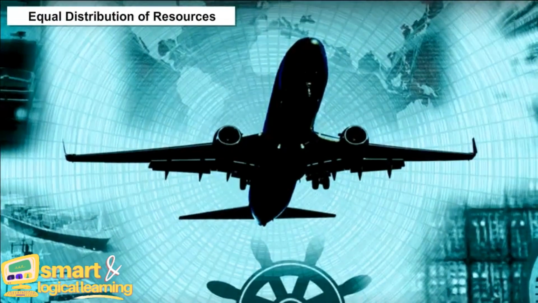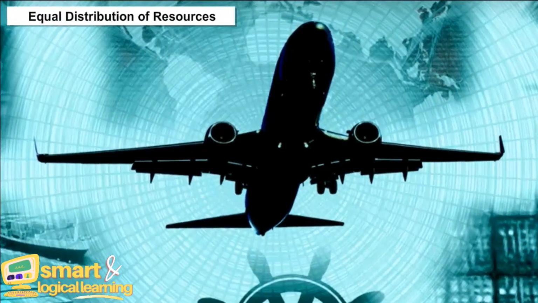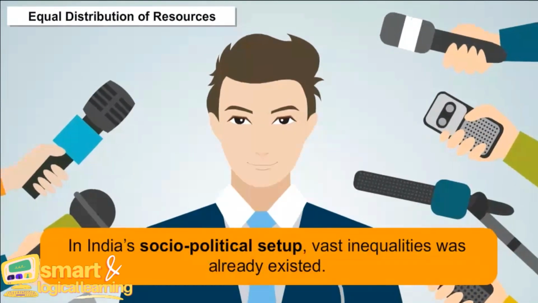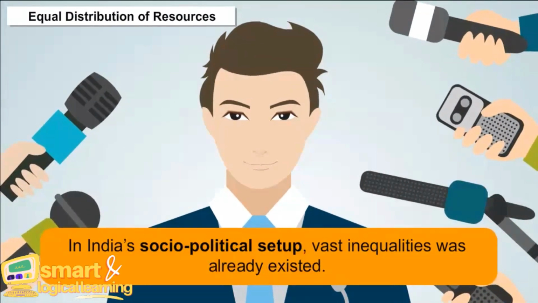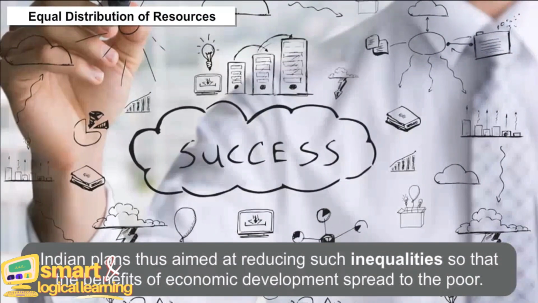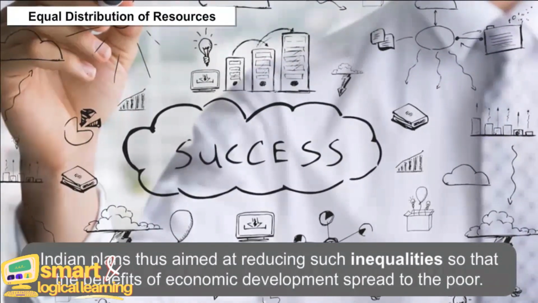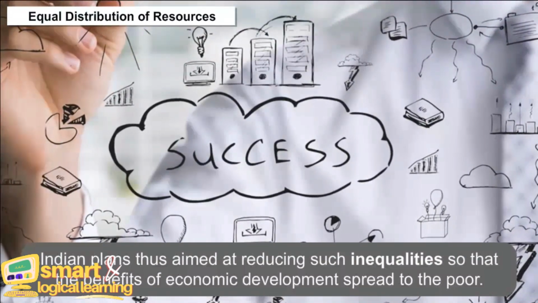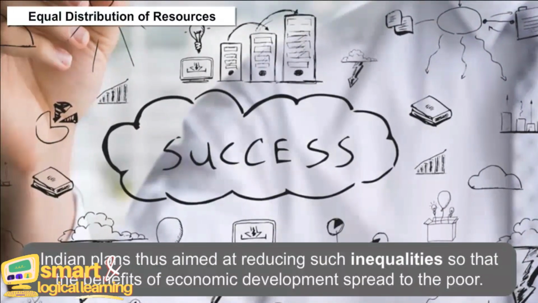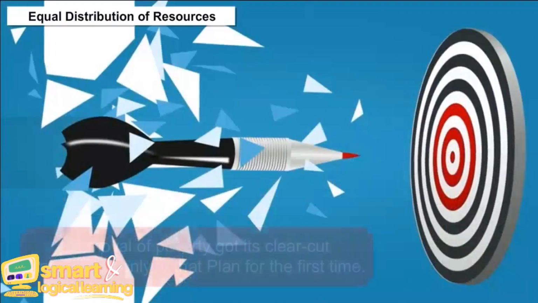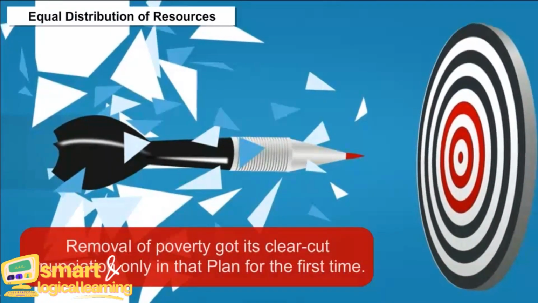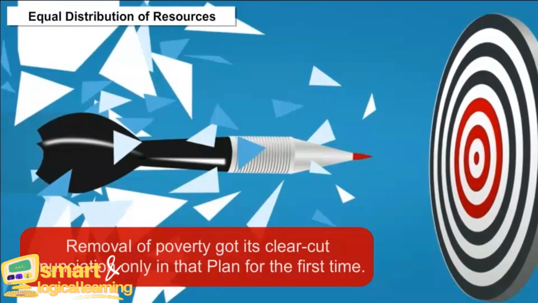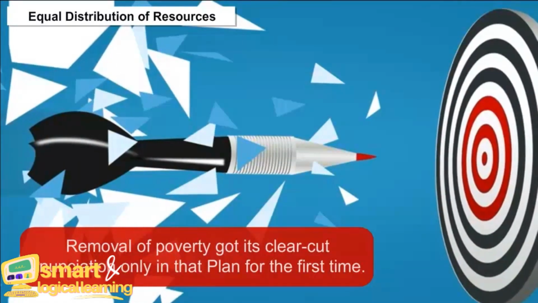Equal distribution of resources. In India's socio-political setup, vast inequalities already existed. Indian plans thus aimed at reducing such inequalities so that the benefits of economic development spread to the poor. The objective of removal of poverty got its clear-cut enunciation only in that plan for the first time.